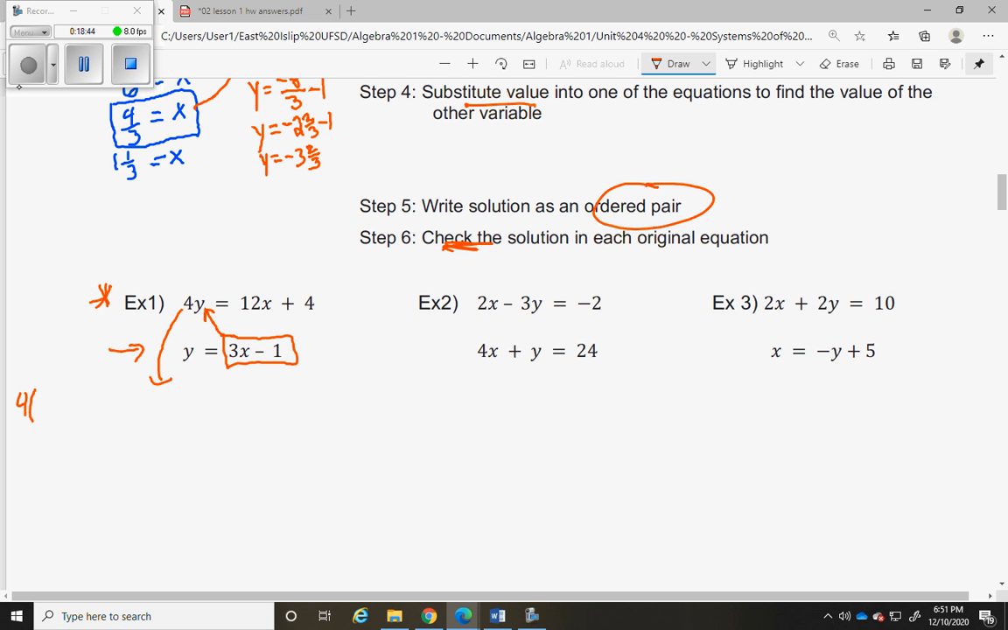So 4 times the substitute equals 12x plus 4. Sometimes people ask me, how do you know where to substitute, Mrs. Dans? Well, since it says y equals, I have to put it in place of y. And then we distribute.